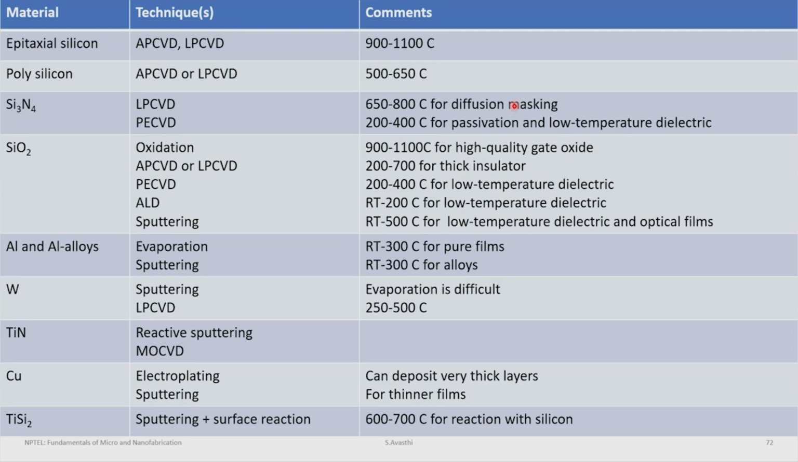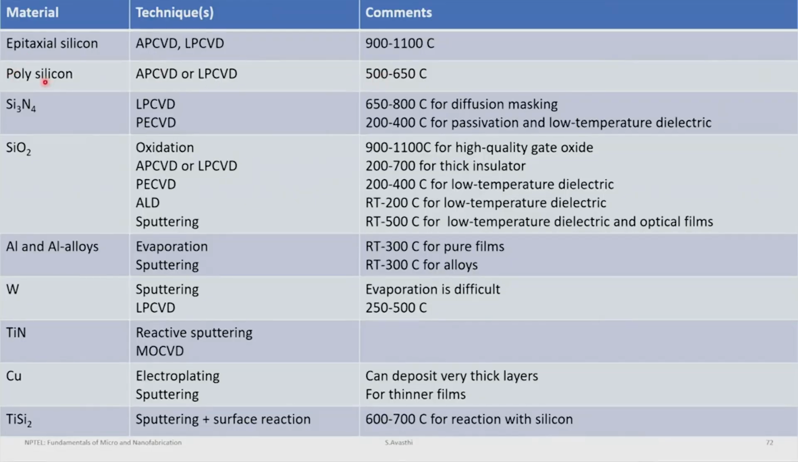So if you are trying to deposit epitaxial silicon, I would suggest you start with APCVD or LPCVD, which gives you a relatively clean and perfect growth, lattice matched silicon, right? Typically this needs to happen at temperatures that are high, so 1000, 1100 degrees C types.